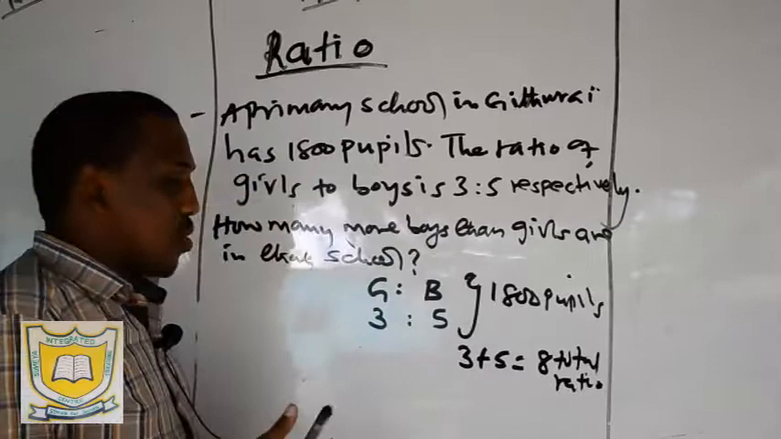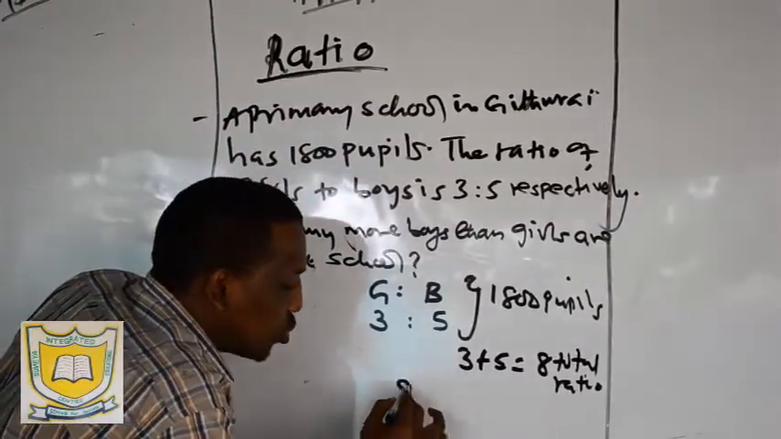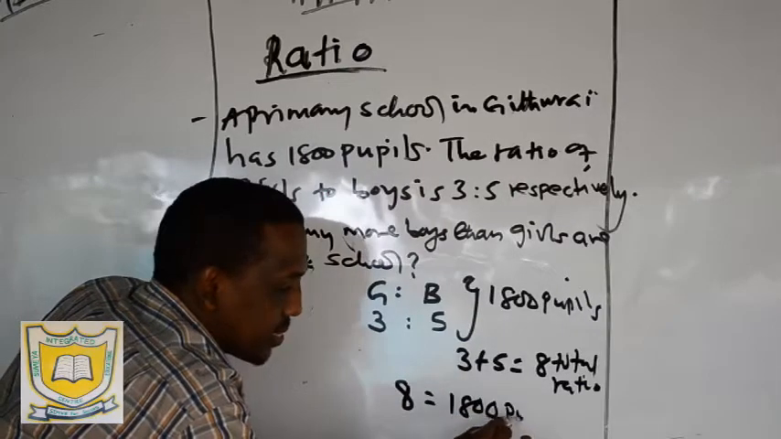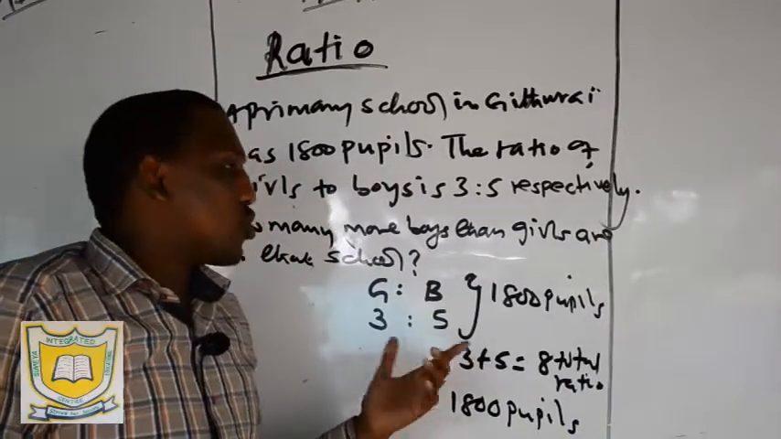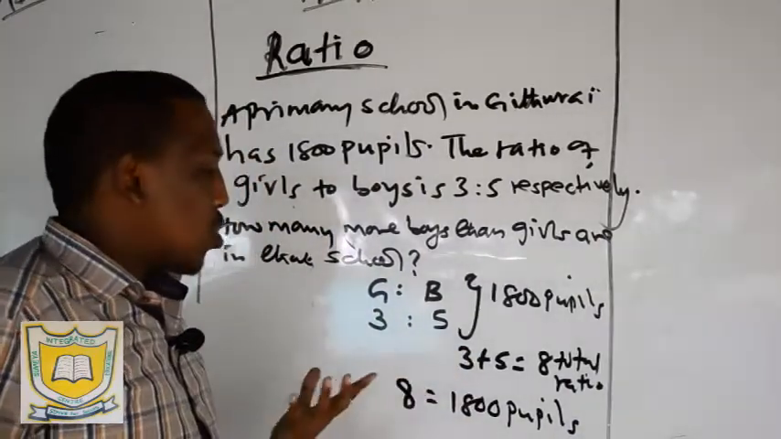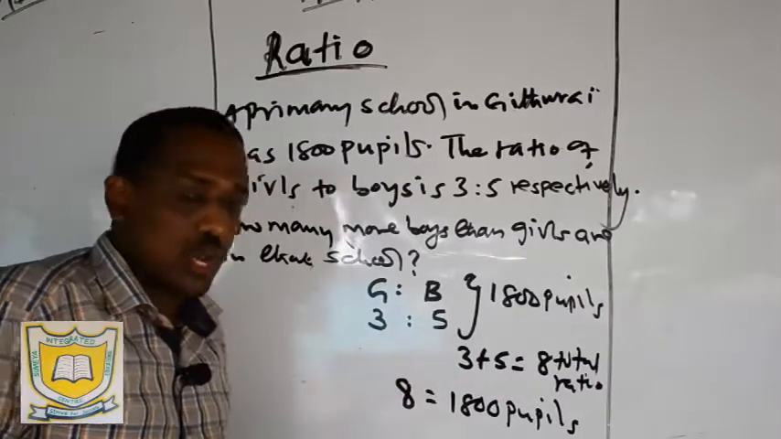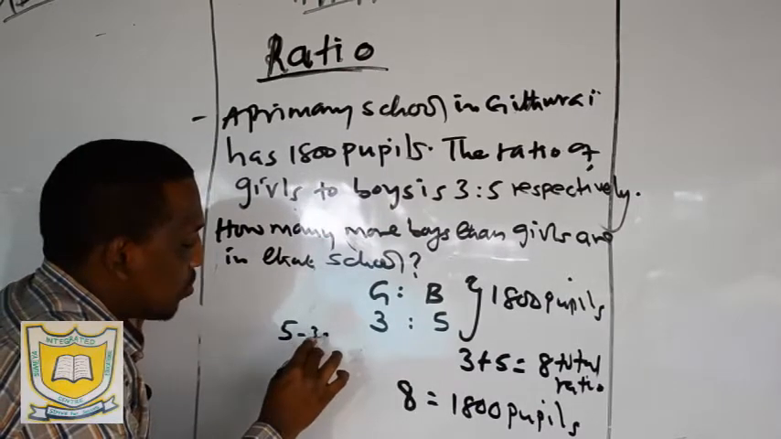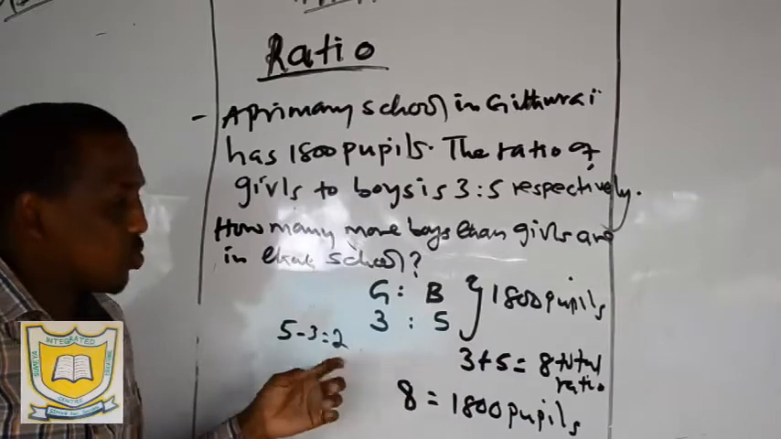In an easy way now, we say 8, which is the total ratio, is equal to 1,800 pupils. They say how many more. So if you are told how many more, in short, you get the ratio of more by subtracting the 2 ratios. So you say 5 minus 3, which is equal to 2. This is the more now. The boys are 2 more than girls.